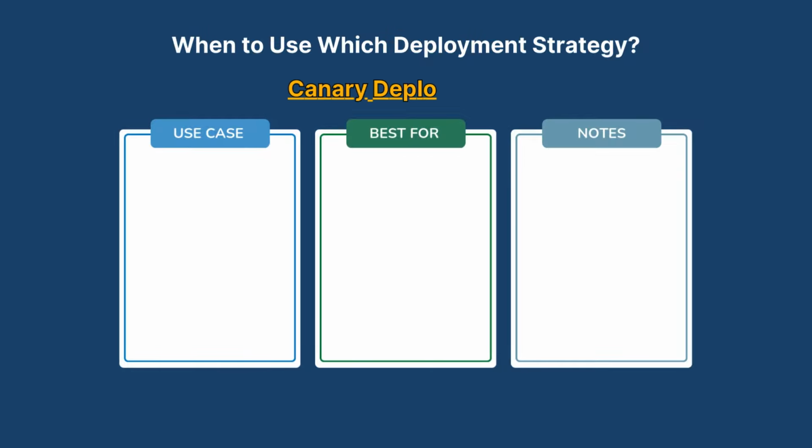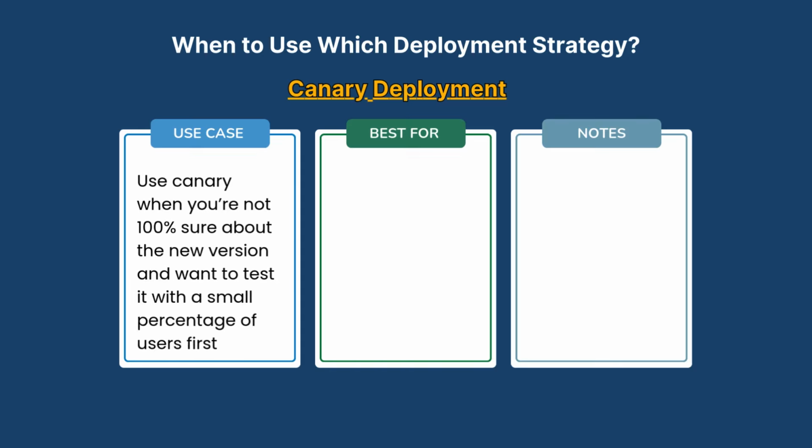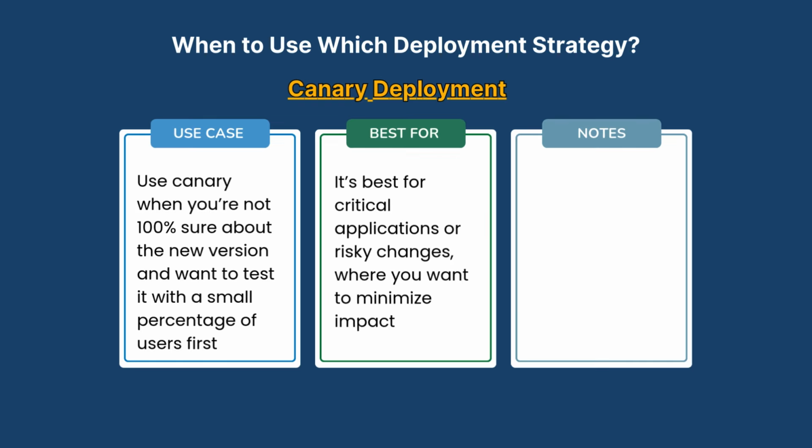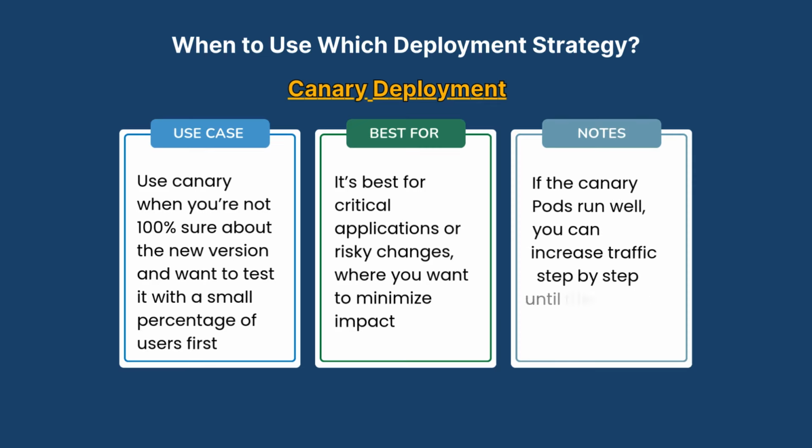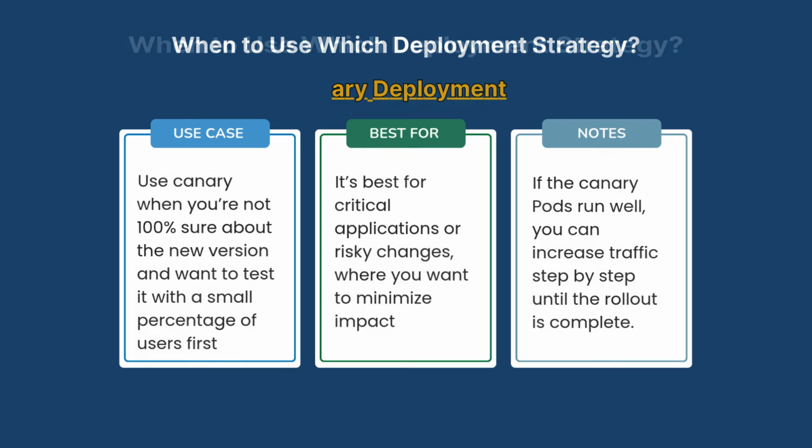Next is when to use Canary deployment. Use Canary when you're not 100% sure about the newer version and want to test it with a small percentage of users first. It's best for critical applications or risky changes where you want to minimize impact. If Canary pods run well, you can increase traffic step by step until the rollout is complete.